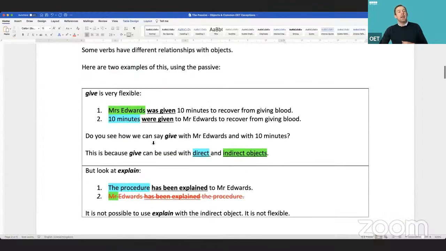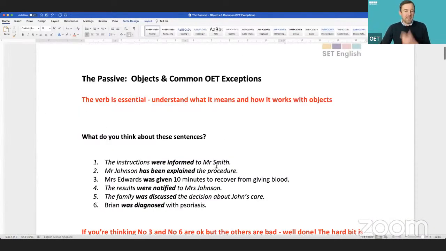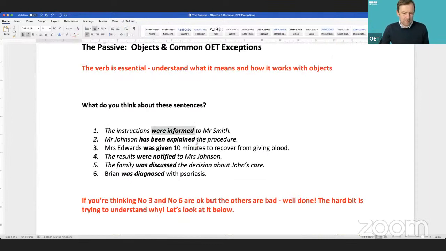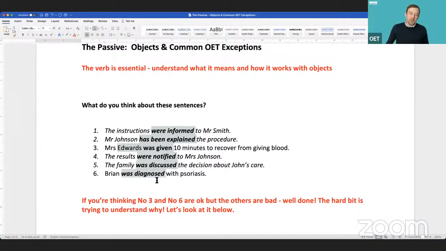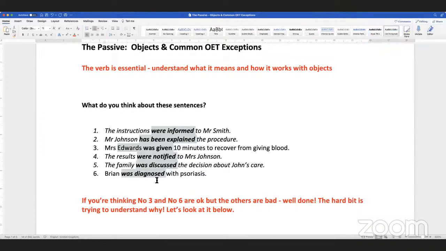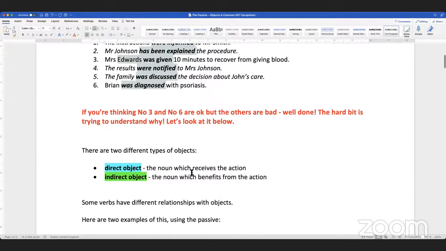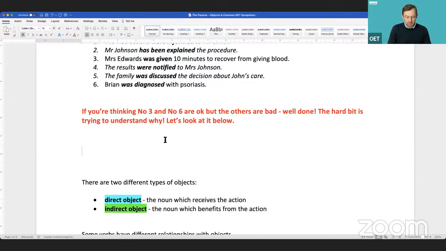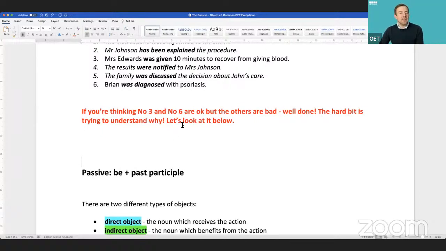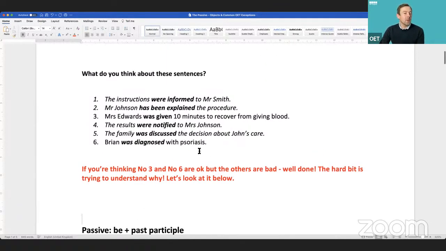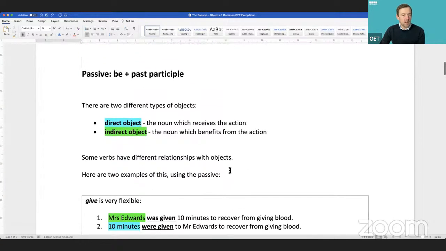Okay, so we were talking about the passive. All of these are the passive. How do I know that all of these are the passive? From the past participle form of the verb, and was, to be. So the passive is made from be plus past participle. We looked at this yesterday and we said that 3 and 6 were okay, but the others weren't.